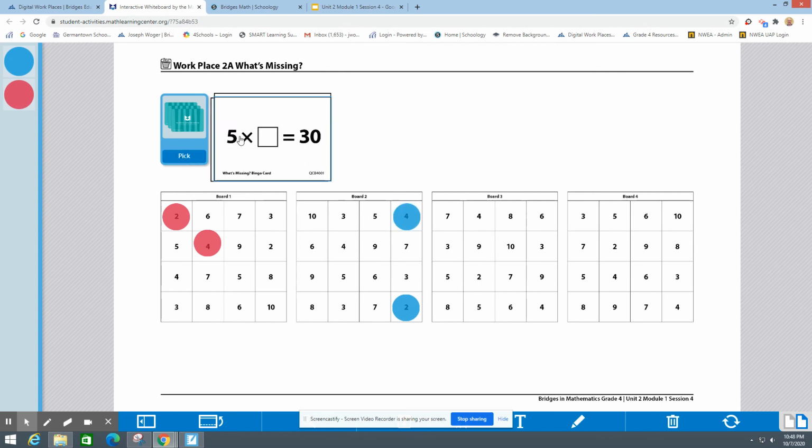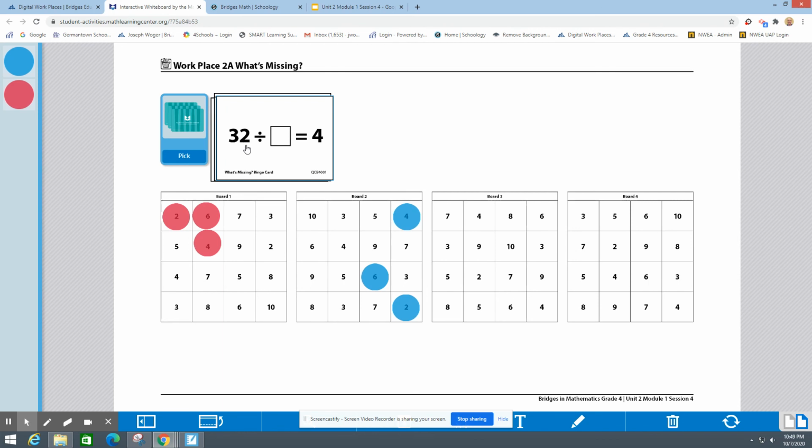Pick another one. 5 times something is 30. Well, that's 6. So now again, I have a choice. Nope, I only have one choice, right here. Parents, do you have two choices? You have two choices. Ooh, look at this one. If parents would have gone here, they would have been one away. Sorry about that, parents. Now we're going into division.